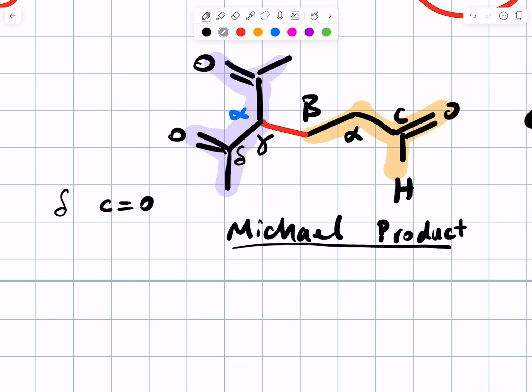The other way your text talks about this is to call this product a 1,5-diketone. So if your product is a 1,5-diketone, you can think, I maybe could have made that via the Michael reaction. And in that way you can build up reasonable retrosyntheses.